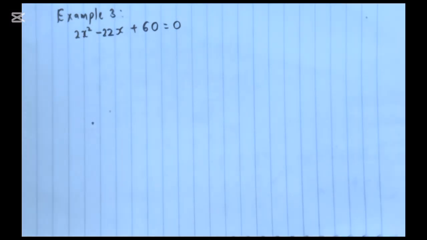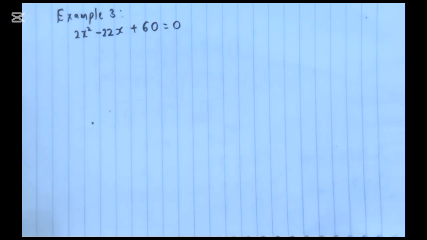Awesome. On to the third and last example of this particular class. We have a situation where a isn't 1. We're having a as 2. So we have 2x squared minus 22x plus 60 equals 0, and we are supposed to solve this problem using the completing square method. And remember the condition for us to write a perfect square of quadratic equations or expressions: a must always be equal to 1.